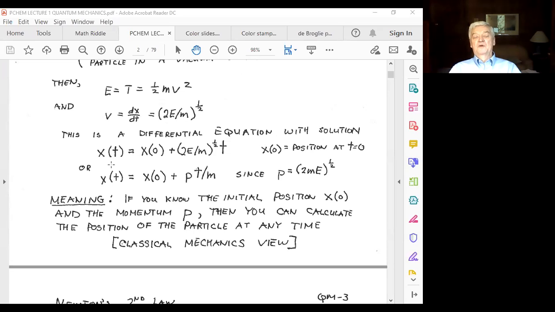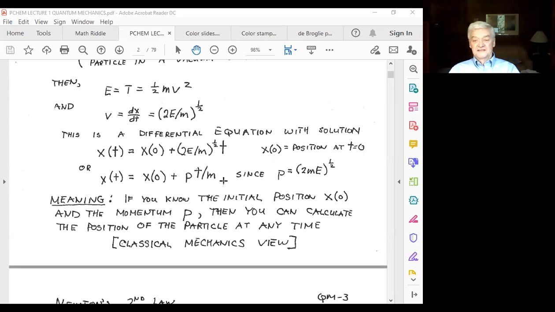So if we want to know the position at time t, it's equal to the position at time 0, or starting point, plus this constant times t. Or we could even write it in terms of momentum if we want to, like this. So this is just another form of writing it. My main purpose of showing this to you is how we can look at the math. And secondly, it just reiterates what we have in classical mechanics. It says if we know the initial position and the momentum, which also means we would know the velocity, then you can calculate the position of the particle at any time.